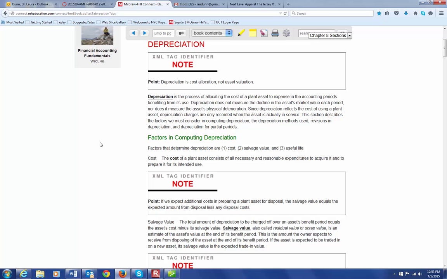But when we talk about depreciation, it's the process of allocating the cost of an asset to expense in particular accounting periods. It's not measuring the decline in the asset's market value, because the market value could be declining at a slower rate or a faster rate. But that's not what you're doing. You are allocating the cost to various accounting periods.